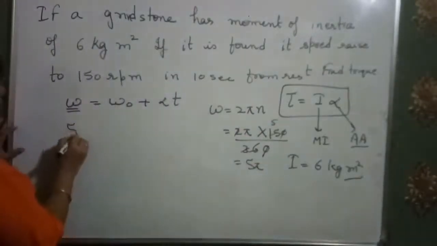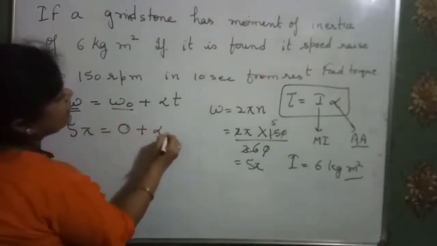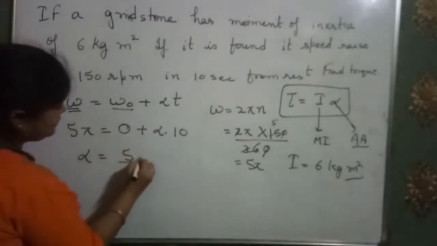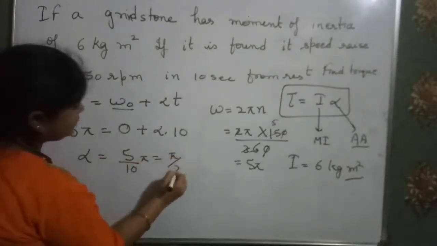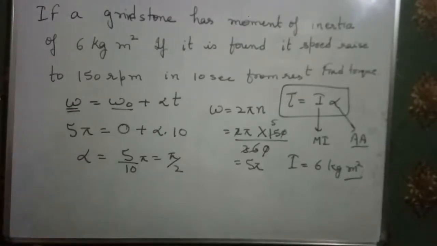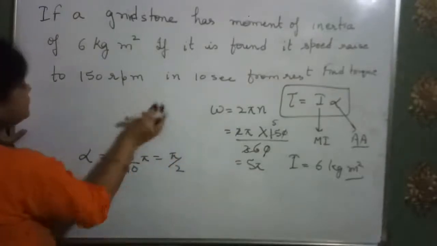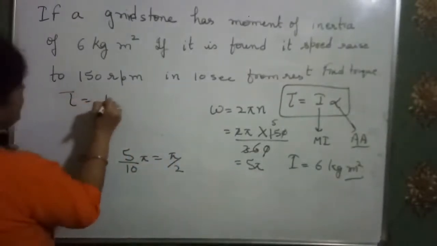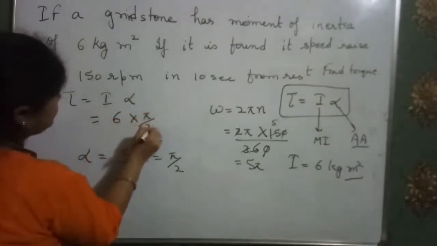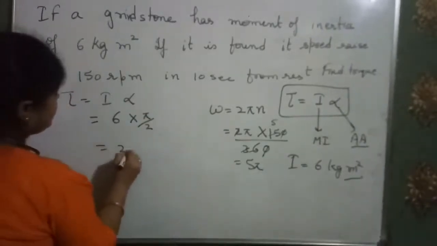Clear? So put it here 5 pi, and at rest omega0 becomes 0, and angular acceleration and time is 10 seconds. So alpha is equal to 5 pi upon 10, so it is pi by 2. Okay. In this way we get the angular acceleration and moment of inertia is given to us. Now we simply find the value of the torque. Okay. So value of the torque is I into alpha. I is 6 and alpha is pi by 2. So the value of torque is simply 3 pi.